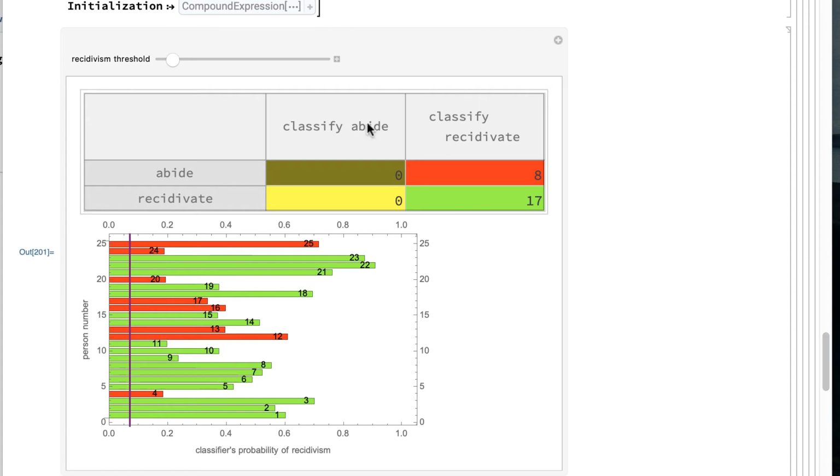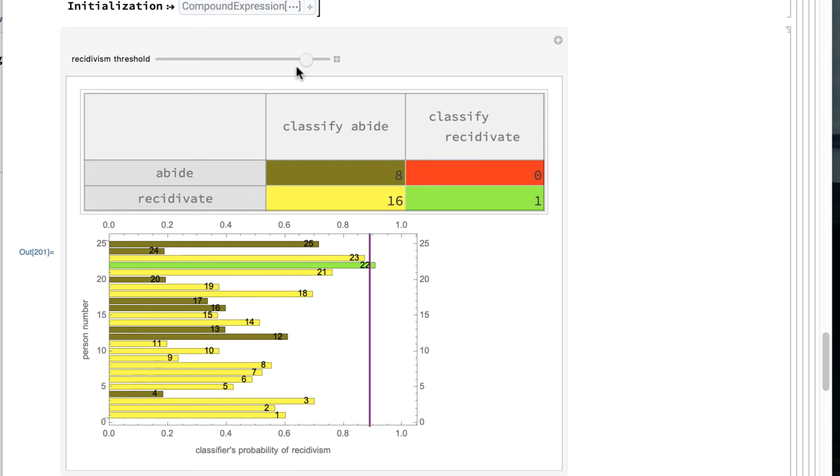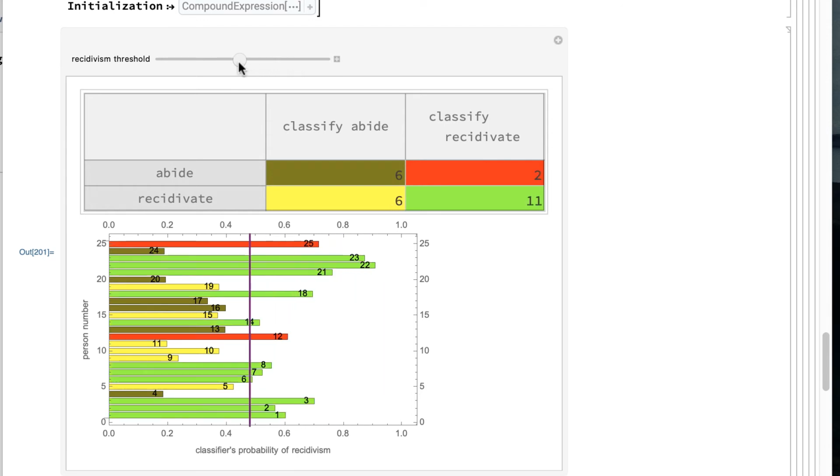And so by changing the threshold, I create trade-offs between type 1 error and type 2 error. As I move the threshold to the right, as I increase the threshold, I start to increase type 2 error and decrease type 1 error. And as I move the threshold to the left, I decrease type 2 error and I increase type 1 error.